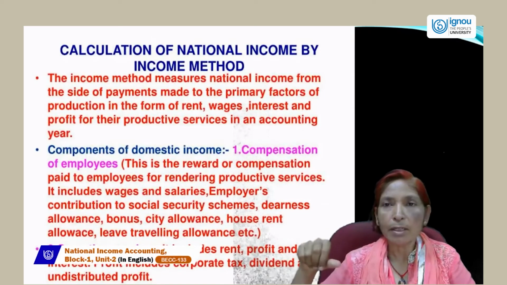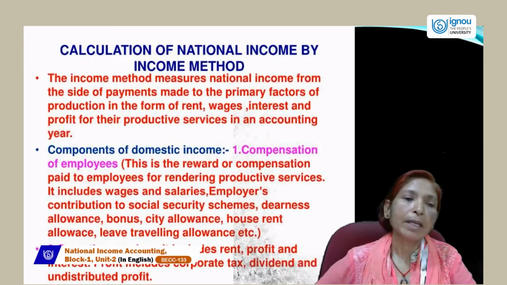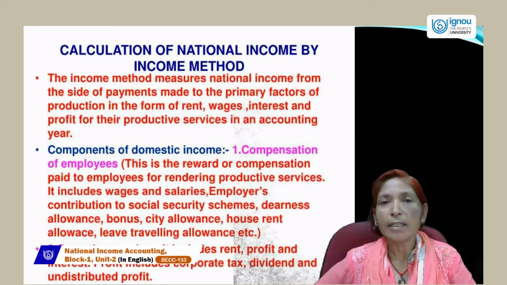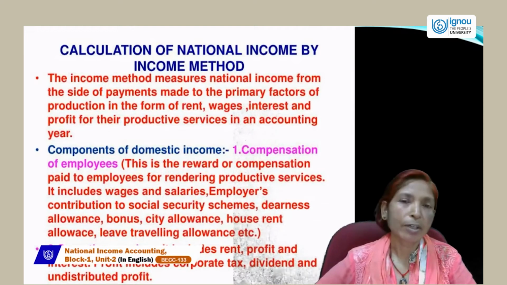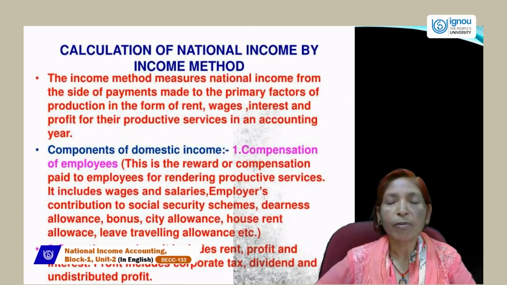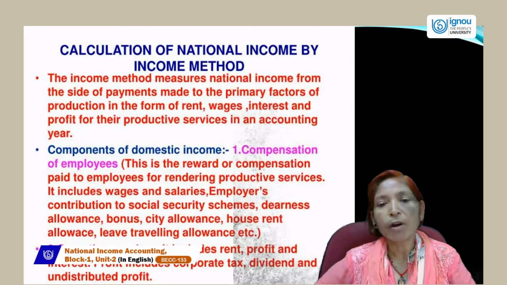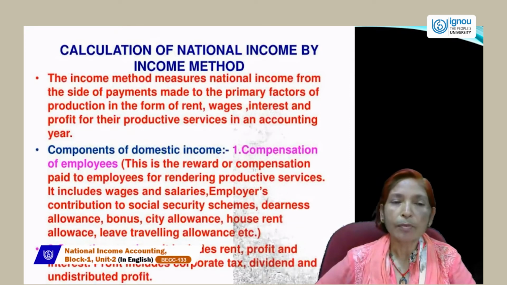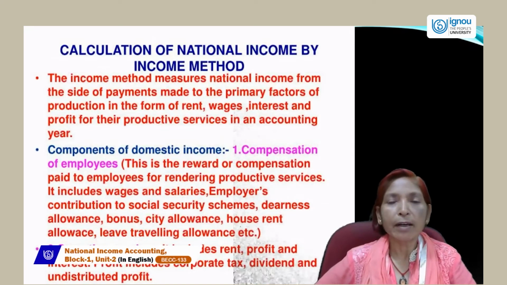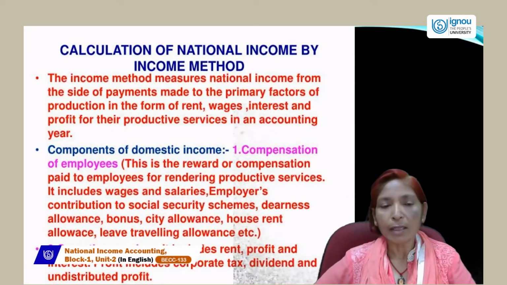The income method measures national income from the side of payments made to the primary factors of production in the form of rent, interest, wages, and profit. We know that factors of production are four: land, labor, capital, entrepreneur. Land gets reward in the form of rent, labor gets reward in the form of wages, capital takes reward in the form of interest, and entrepreneur gets reward in the form of profit. So all factors of production get reward in the form of rent, interest, wages, and profit. After rendering their services, they get reward in terms of this.